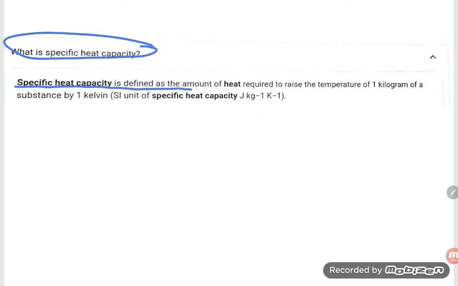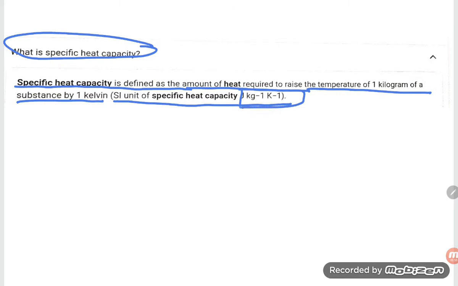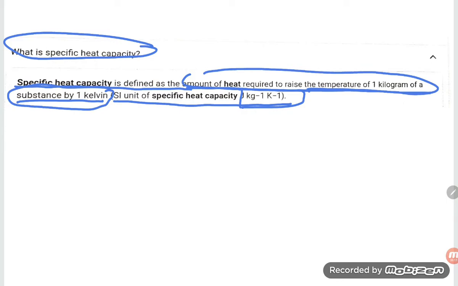Specific heat capacity is defined as the amount of heat required to raise the temperature of 1 kilogram of a substance by 1 Kelvin. The SI unit of specific heat capacity is joule per kg per Kelvin. So specific heat capacity is defined as the amount of heat required to raise the temperature of 1 kilogram of a substance by 1 Kelvin. That is what is known as specific heat capacity.